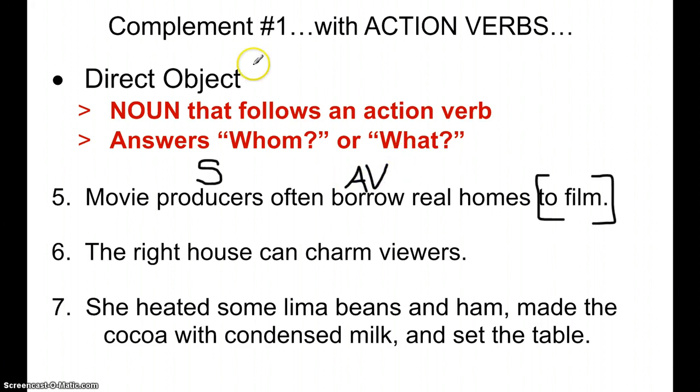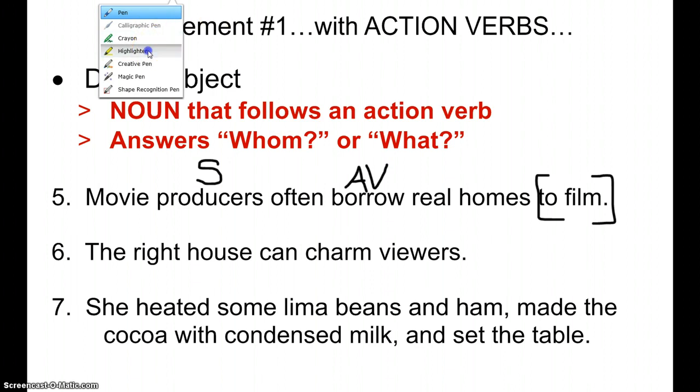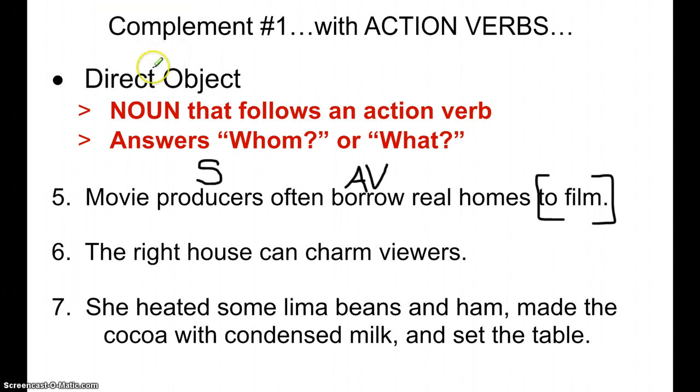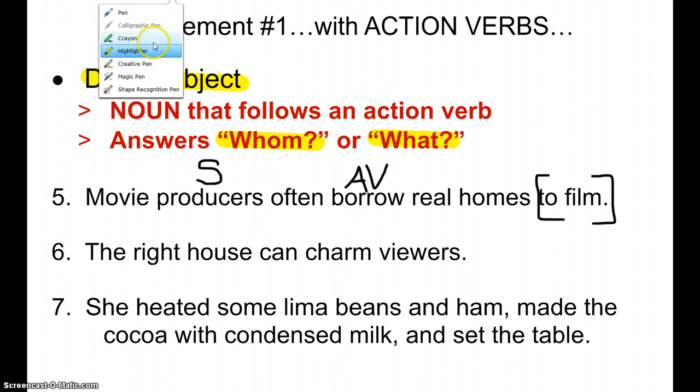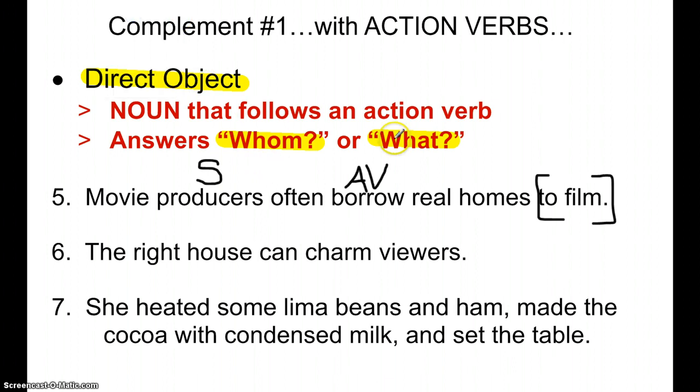So now we take another step here. And now that we've found an action verb, I know that the next complement I need to look for is a direct object. And so students should have this information highlighted on their notes, the important information here. And that is to find a direct object, we ask our questions, whom or what. So movie producers borrow. Whom or what do they borrow? They borrow homes. And if I can answer that question, whom or what, then I found my direct object.